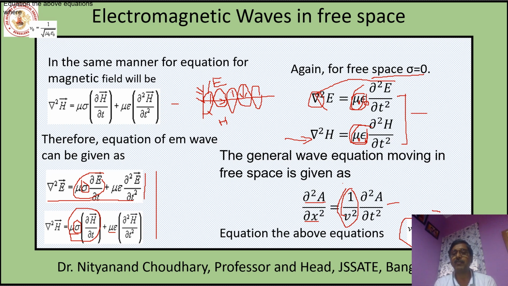This is the velocity. If you substitute the values of mu naught and epsilon naught, you will get the velocity of light, which comes out equal to 3 into 10 power 8 meter per second.